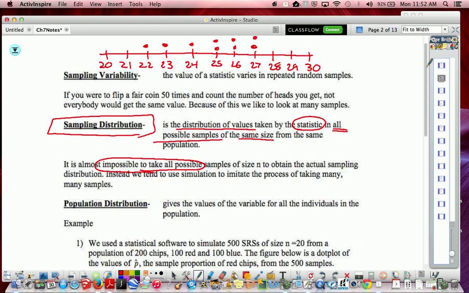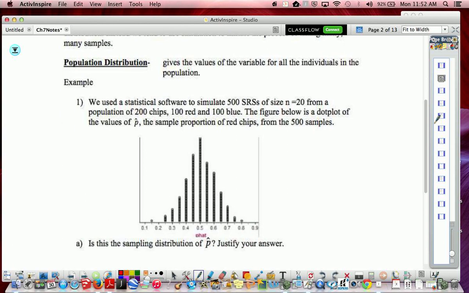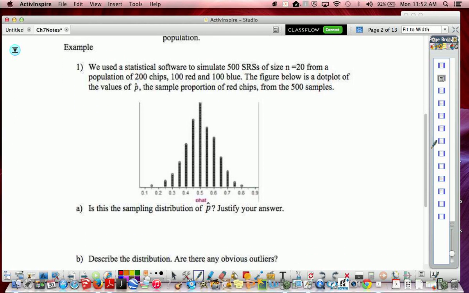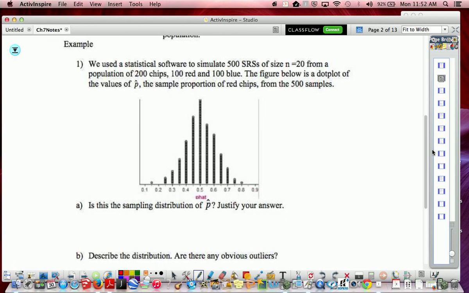To talk about this, let's look at this example down here. If we use statistical software to simulate 500 simple random samples of size 20 from a population of 200 chips. So in a bag we put 200 poker chips, where 100 of them were red and 100 of them were blue. We take out a simple sample of 20 chips and calculate the sample proportion of red chips.